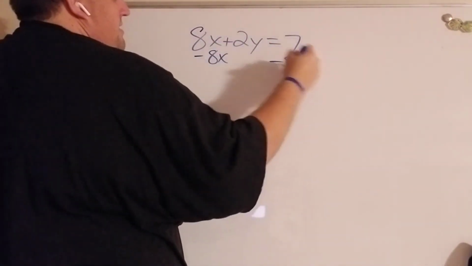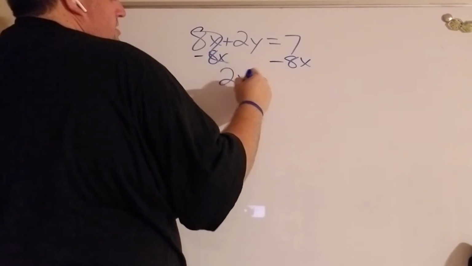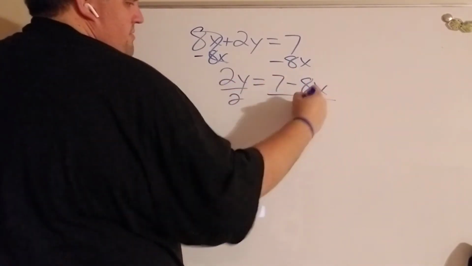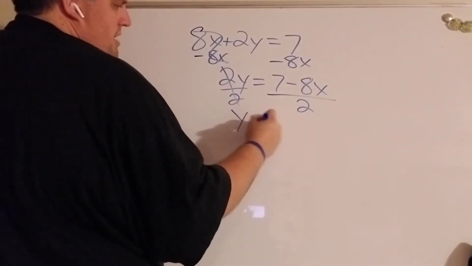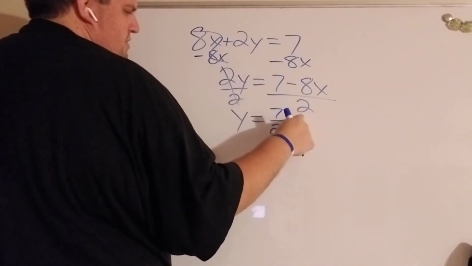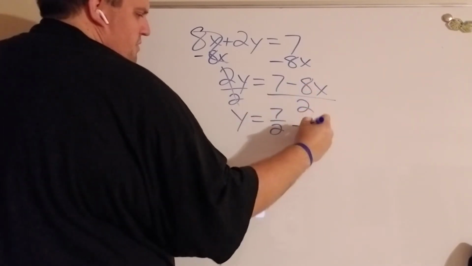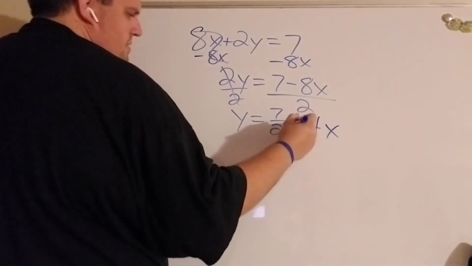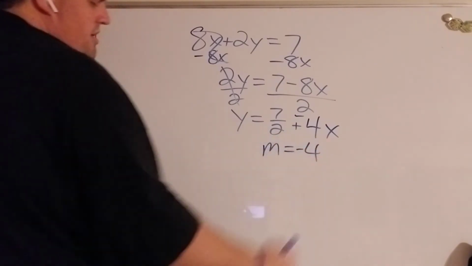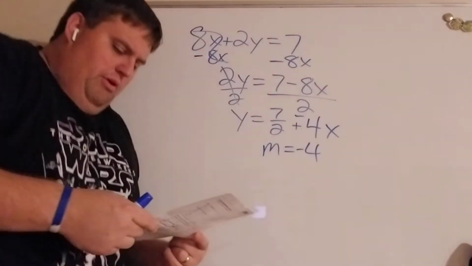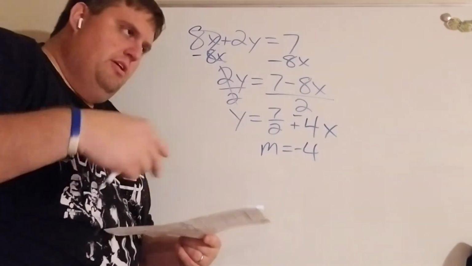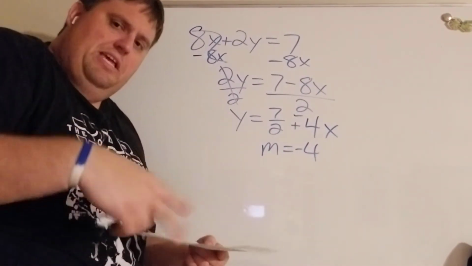Minus 8x. 2y equals 7 minus 8x. Divide by 2. Y equals 7 halves minus 8 over 2. 8 divided by 2 is 4. So it looks like my slope is -4. So I want to know all the choices with a slope of -4. I'm sorry, with the choices where the slope is -4.